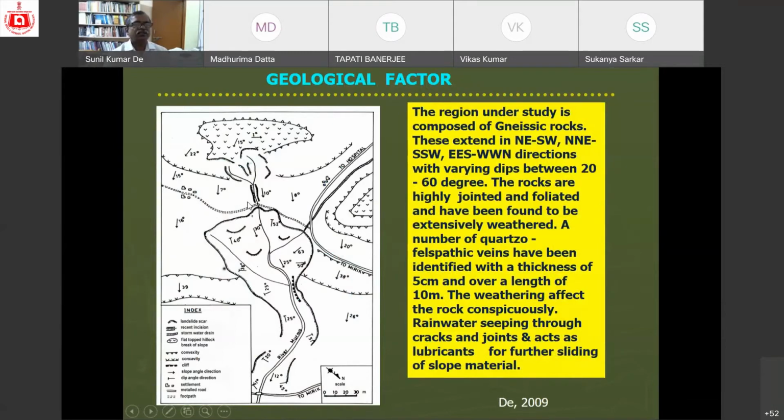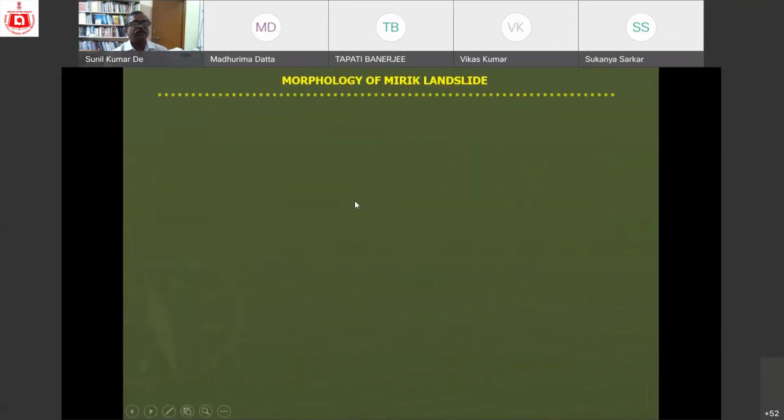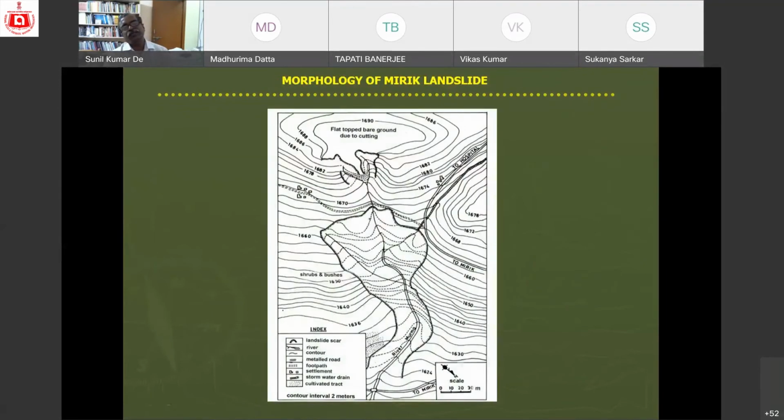This is the geological map of this Mirik landslide. This is the slide face area. And these are the micro slopes of this one. And after that, break of slope means angle of repose had been formed. And the causes I will tell afterwards. And this is the contour map at 2 meter interval we have prepared through that instrument only. And this is the landslide phase.